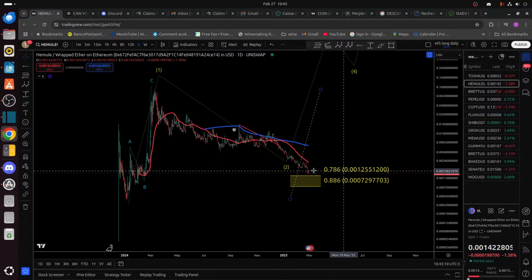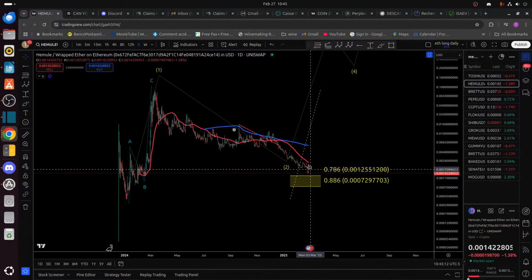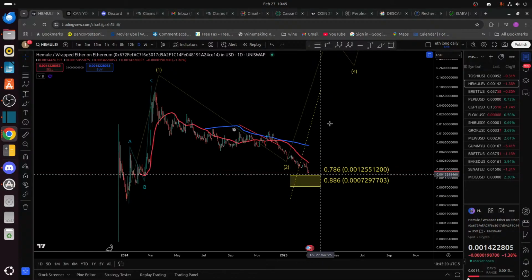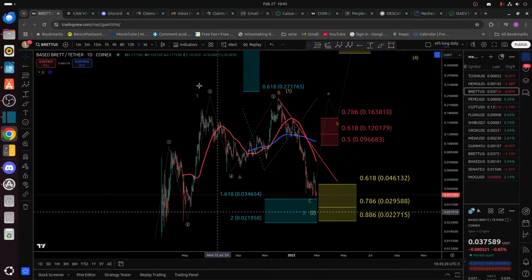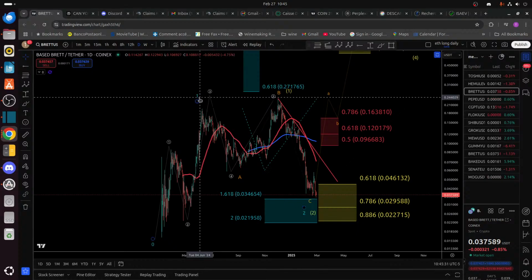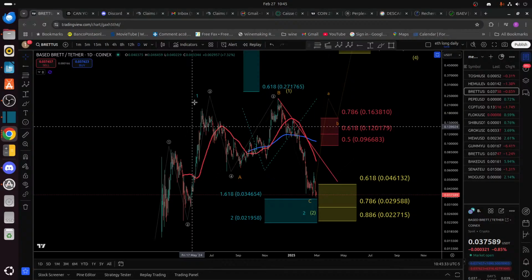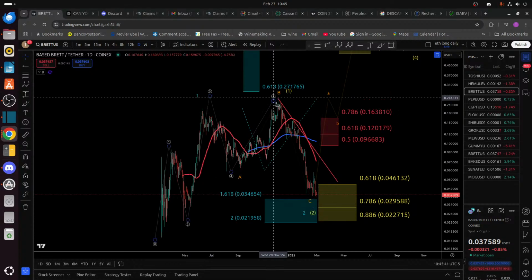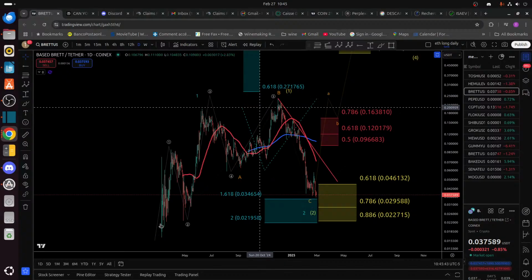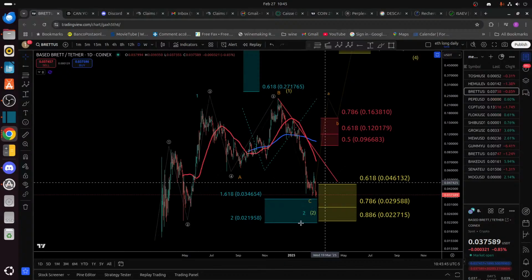So now we are reaching the level where, hopefully, I should never say hopefully, but let's see if the bulls can step in and reverse the trend. Okay, Brett, we have an ABC for the wave 1, and I actually here have 2. So either this was a wave 1, or this was the top of the third wave. We had the fourth, but it was very deep, and then a fifth here. So no matter what, this could be a 1, 2, and those are the spots here.